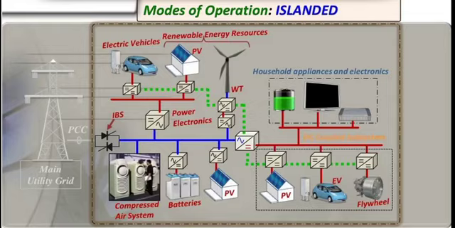Key characteristics of grid-connected operations. Bidirectional power flow. Power can flow in both directions, from the generation sources to the consumers and vice versa.